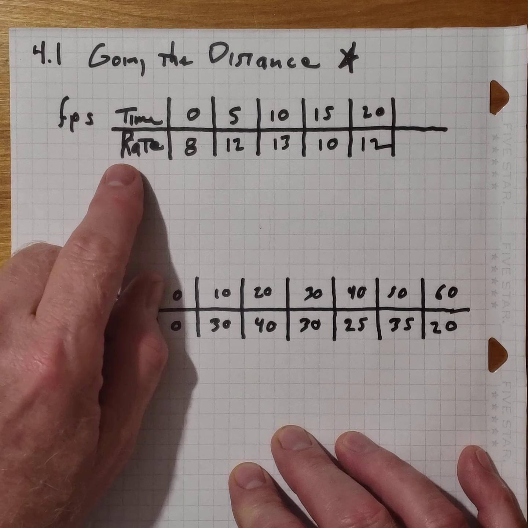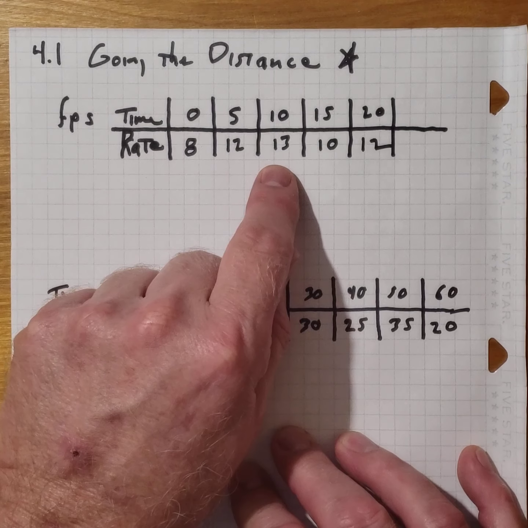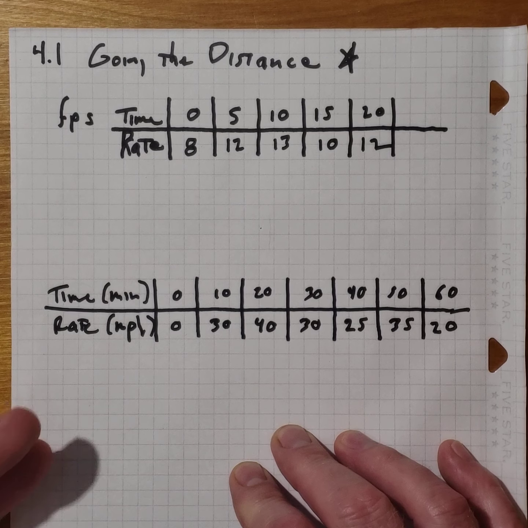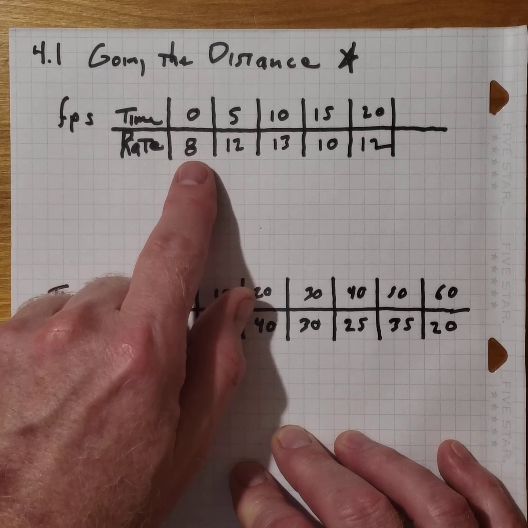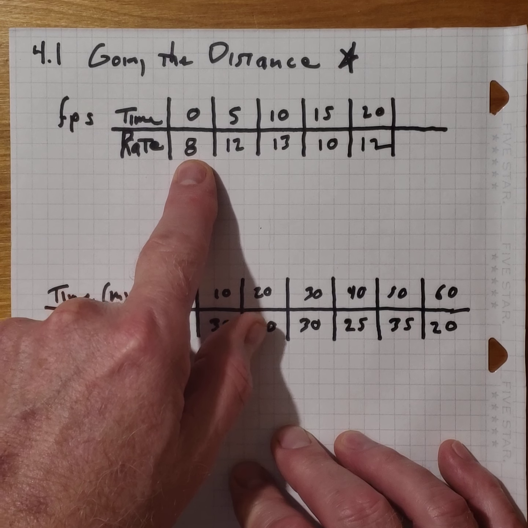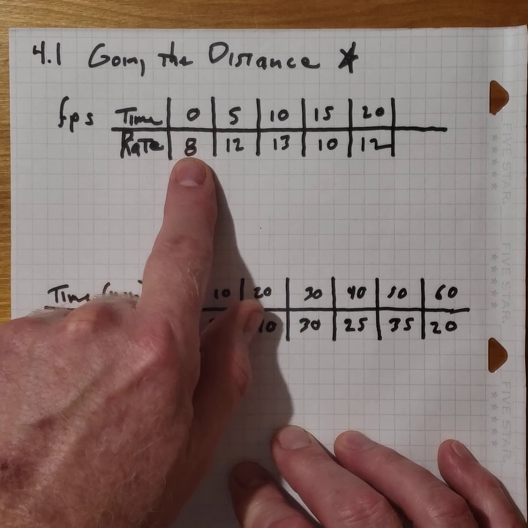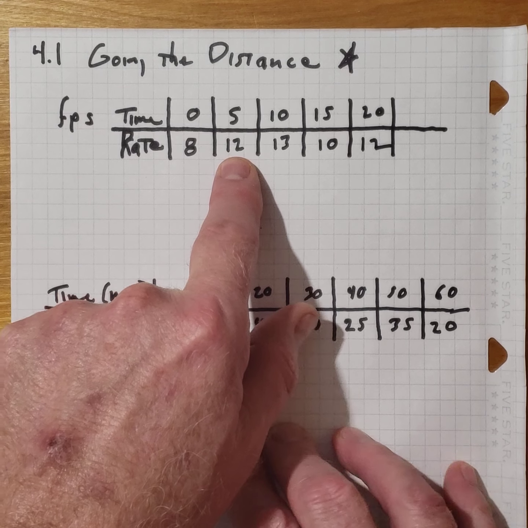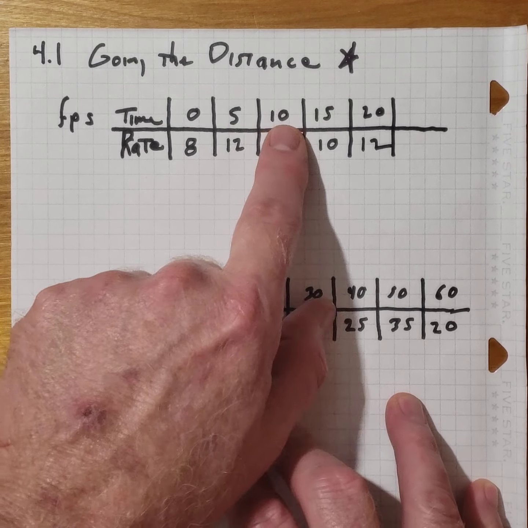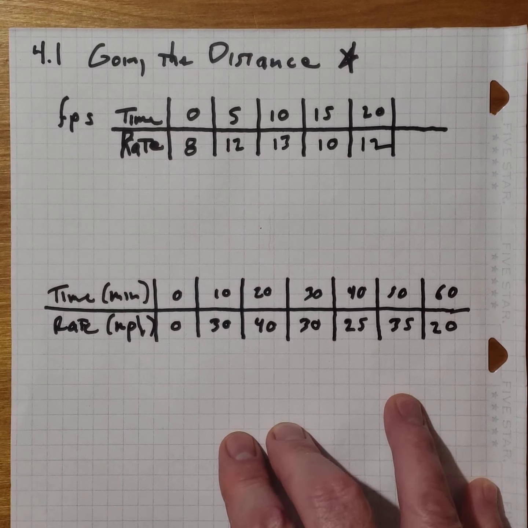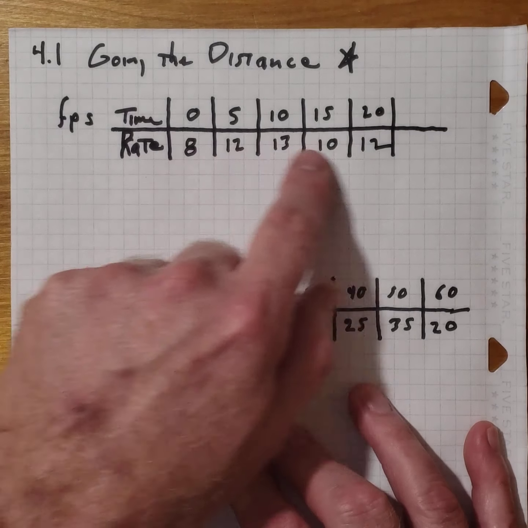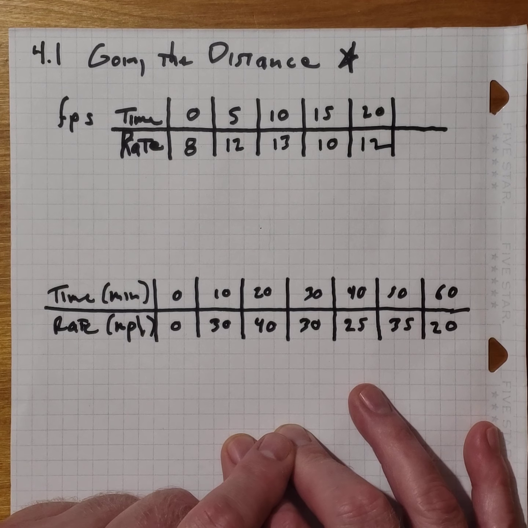So here we've got a table. We've got some rates in feet per second and some time in seconds, kind of like a snapshot. Every 5 seconds, we take a speedometer reading on whatever this thing is. So at the beginning, it was going 8 feet per second. After 5 seconds, at that moment in time, it was going 12 feet per second. At this moment in time, it was going 13, etc. And our job is to figure out how far this thing traveled during those 20 seconds.